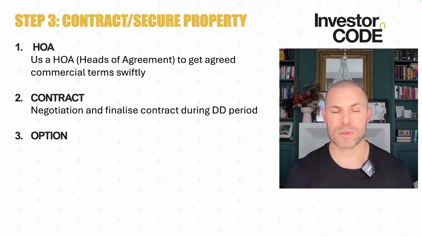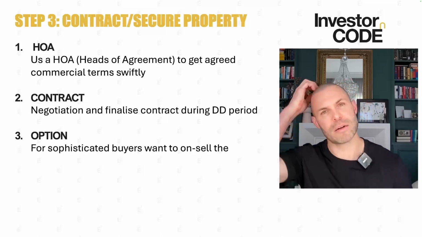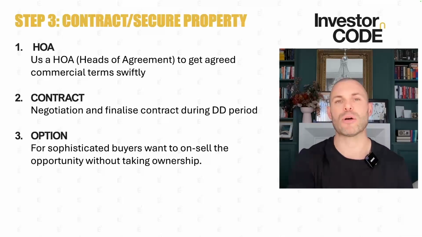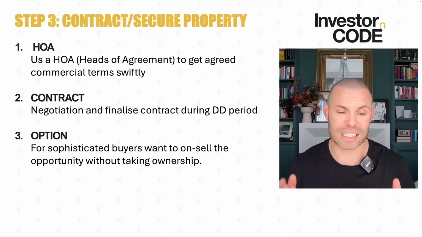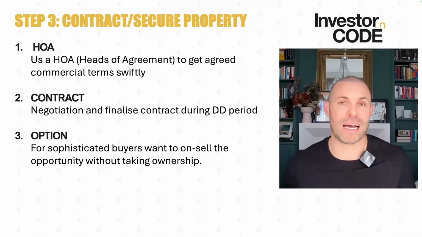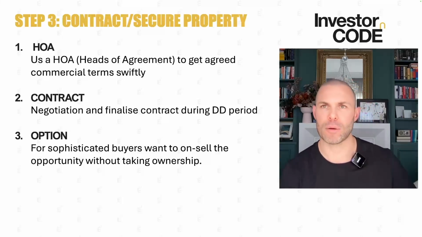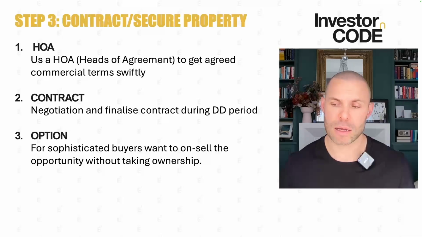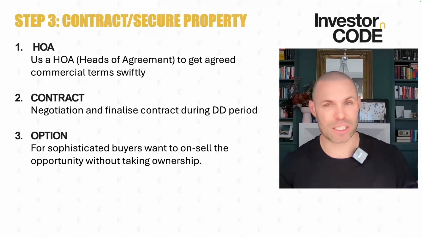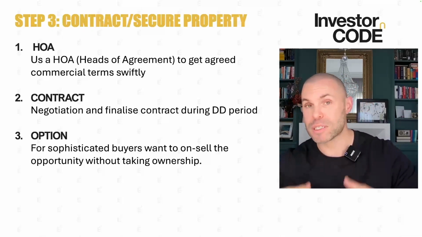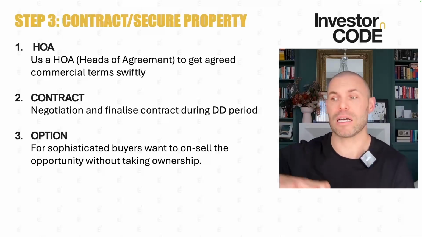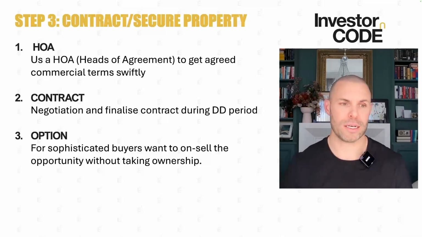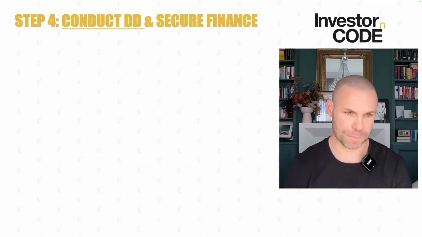Now, sometimes I'll do an option, but this is for sophisticated buyers only who usually want to on-sell an opportunity, or they don't know exactly what entity they want to use to buy it yet. So if you're a first timer, I'd probably leave the option to the side for now, but it can be a really fantastic document to use if you're willing to flip a property, as in acquire the rights to it, imbue upside in it or create value in it, and then sell on the rights to acquire it, is really what an option is used for.